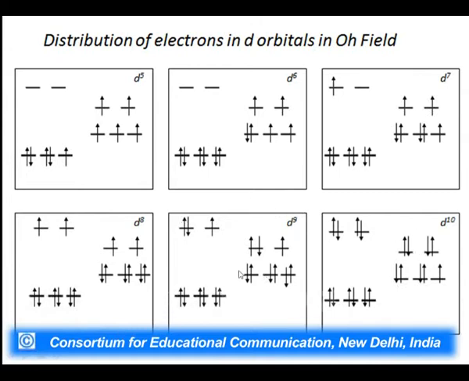So what we conclude from this distribution of electrons in the various levels is that it is the d4, d5, d6 and d7 ions, these types of systems, that are going to exhibit low spin or high spin situations, and not d1, d2, d3, d8, d9, d10. They are going to exhibit only one type of energy state, and that is the high spin energy state.